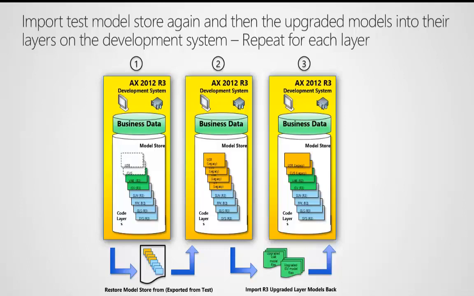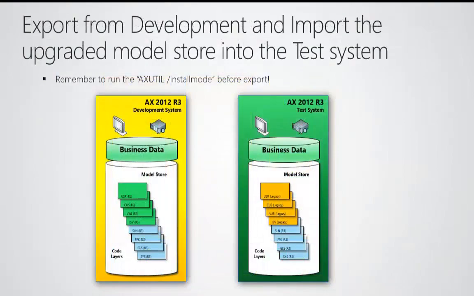So the next step would again be to change the client configuration to go to the cus layer, remove the USR layer, and repeat the process again, doing the code upgrade for the cus layer. You repeat that, and then you go through and do the final code upgrade again for the USR layer. At the end of the code upgrade for each layer, you will end up with what we see on the left here in the development environment, where all the layers in the model store are now at the R3 level. Before we export the full model store, it's important that you run the AXUtil install mode before you export. You export the full model store and import that into the test system.